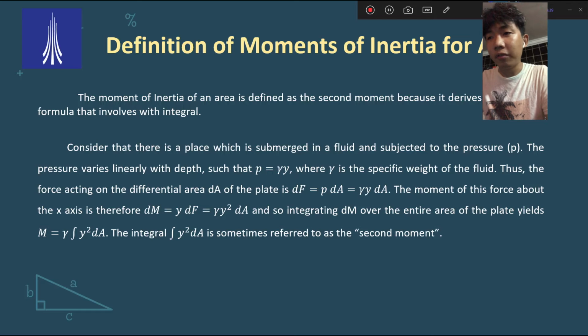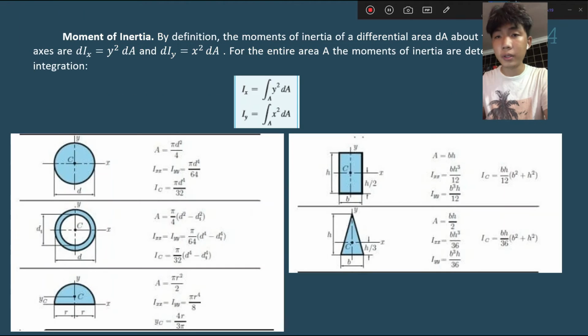Thus, the force acting on the differential area dA of the plate, dF, is equal to P dA, and substituting it in, is equal to gamma y dA. The moment of this force about the x-axis is therefore dM equals y dF, which would equal gamma y squared dA. Integrating over the whole area of the plate gives M equal to gamma times the integral of y squared dA, and the integral of y squared dA is sometimes referred to as the second moment.